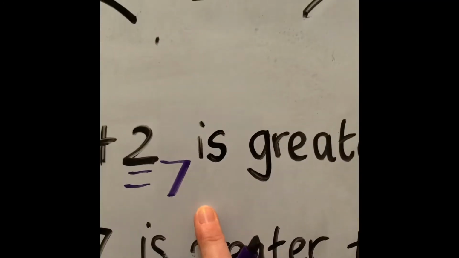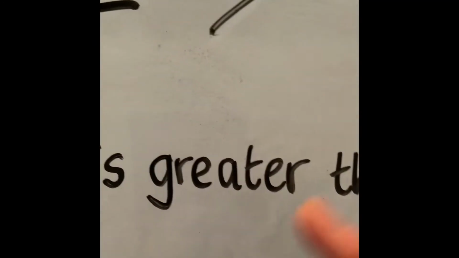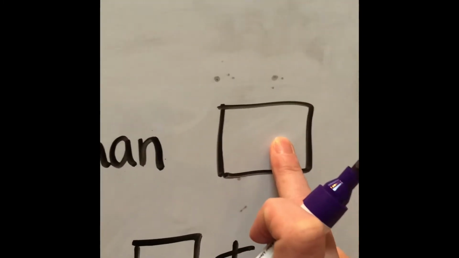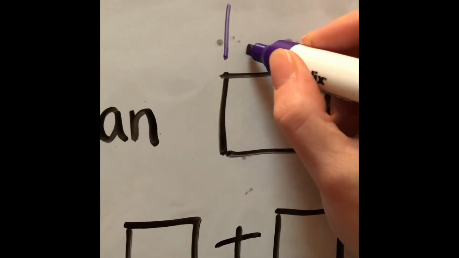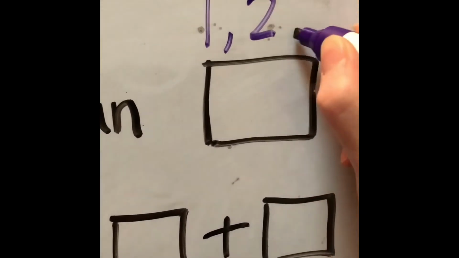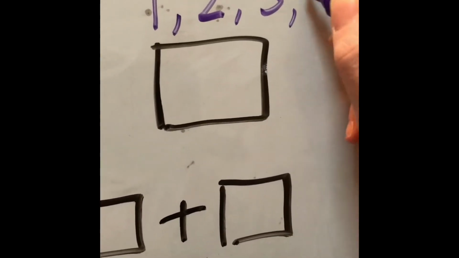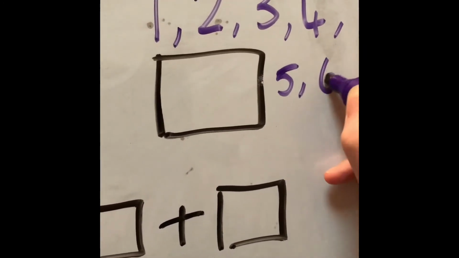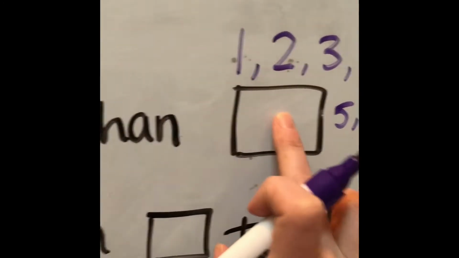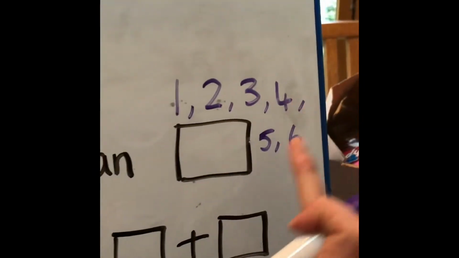So 7 is greater, remember greater means a bigger number, 7 is greater than, and we just have to put a smaller number in here to make that make sense. So 7 is greater than, let's have a look, 1, 7 is greater than 2, 7 is greater than 3, 7 is greater than 4, 7 is greater than 5, and 7 is greater than 6. So any of those numbers would be correct in there because they're all smaller than 7. 7 is greater than those numbers.